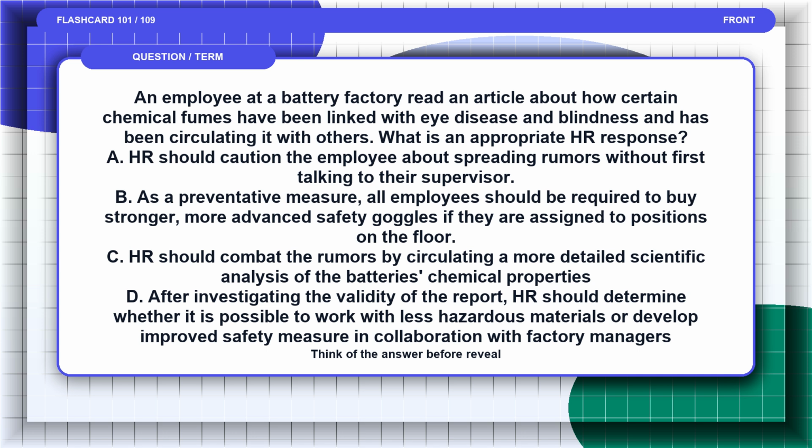C, HR should combat the rumors by circulating a more detailed scientific analysis of the battery's chemical properties. D, after investigating the validity of the report, HR should determine whether it is possible to work with less hazardous materials or develop improved safety measures in collaboration with factory managers. Pause and think of the answer before the reveal.